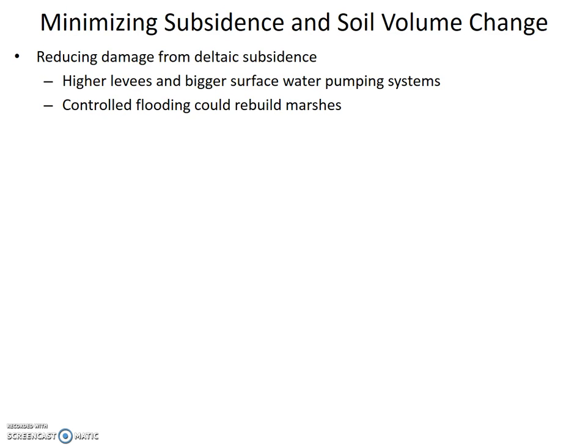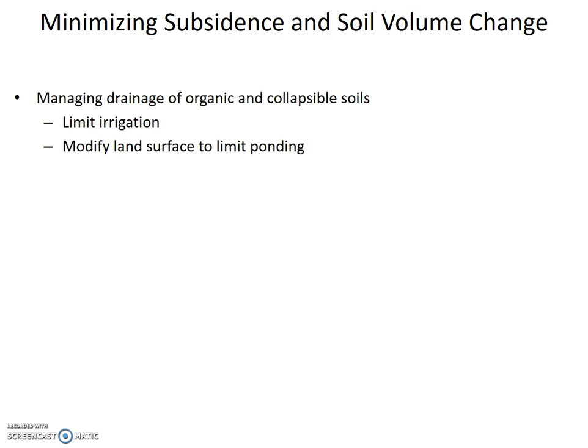Reducing damage from deltaic subsidence can include higher levees and bigger surface water pumping systems, or perhaps a messier but more natural approach of controlled flooding to rebuild marshes and increase sediment supply. To minimize the damage from subsidence in organic and collapsible soils, manage draining by limiting irrigation and modifying the land surface to limit ponding.